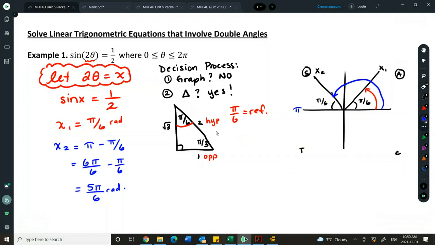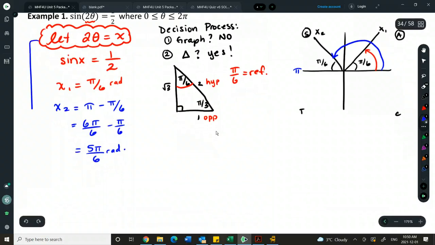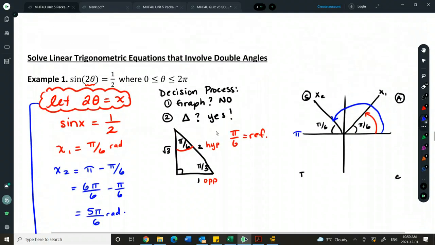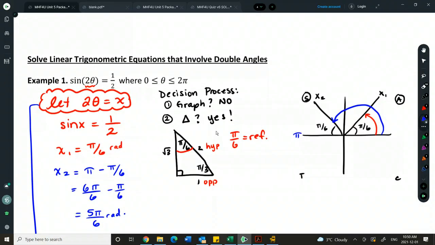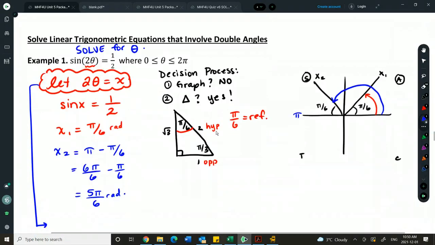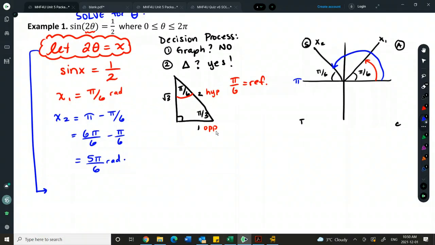But we did a let statement, right? So we have to consider the let statement here. And the let statement says that 2 theta is equal to x. And my goal in all of these is we want to solve for theta. So if 2 theta is equal to x, what is just theta equal to? x over 2. I just divide out the 2, right?